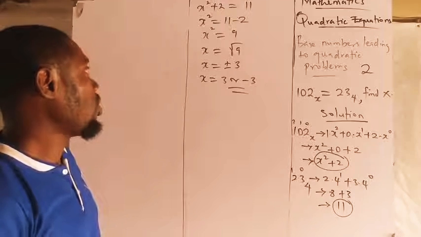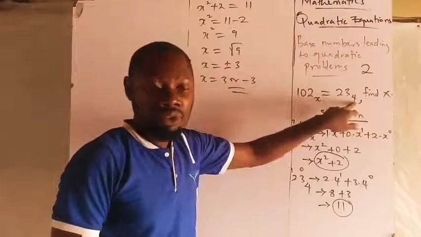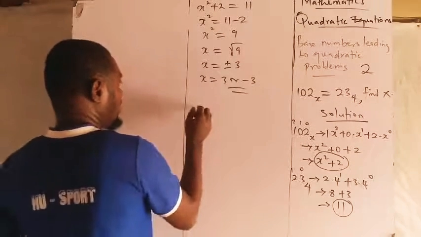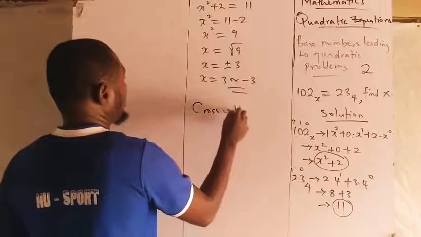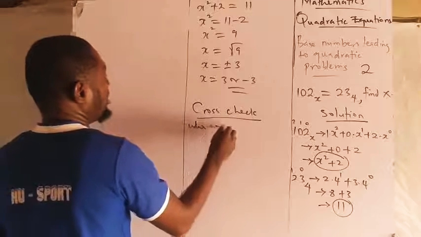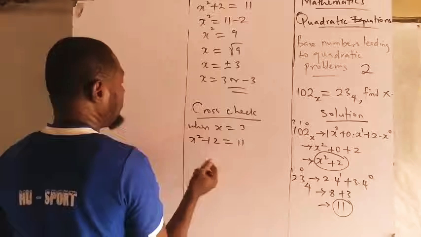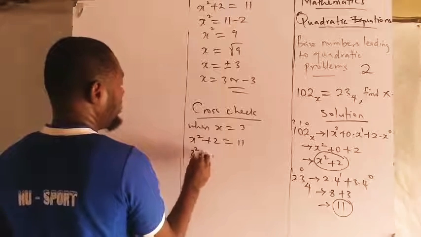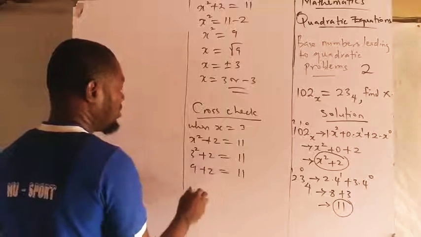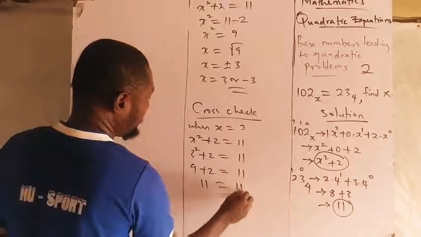Then if you choose to change your 11 in base 10 to base 4, that is, to check your answer to see if you're right. Check your answer. When x is 3, we have x squared plus 2 is equal to 11. So that will be 3 squared plus 2 is equal to 11. That will be 9 plus 2 is equal to 11. That will be 11 is equal to 11. So we are correct. The two numbers here are in base 10.